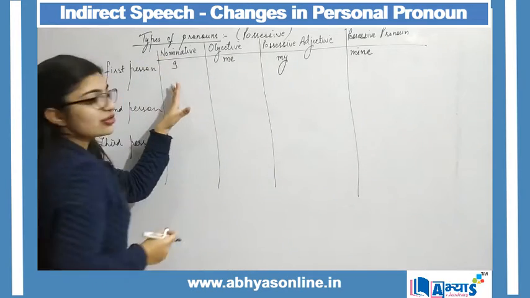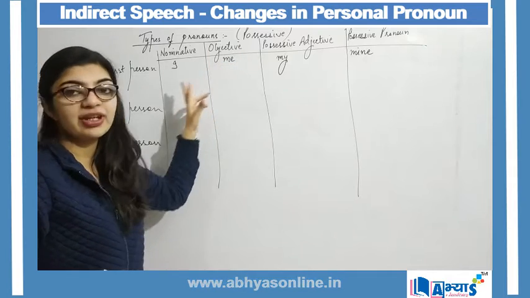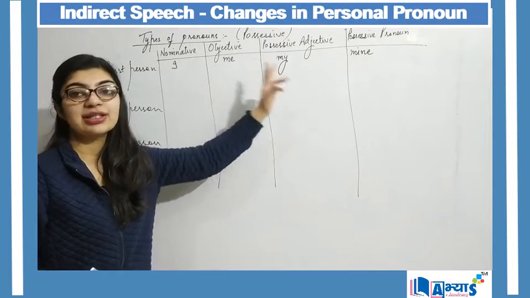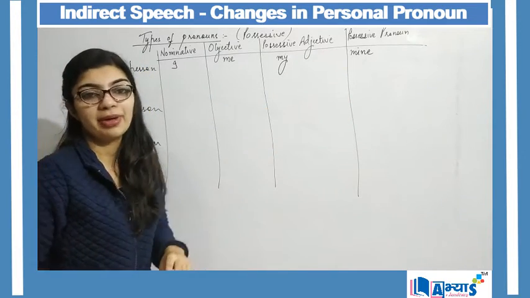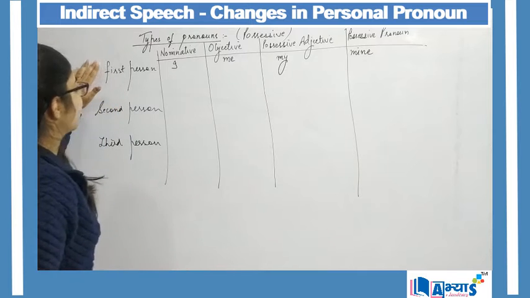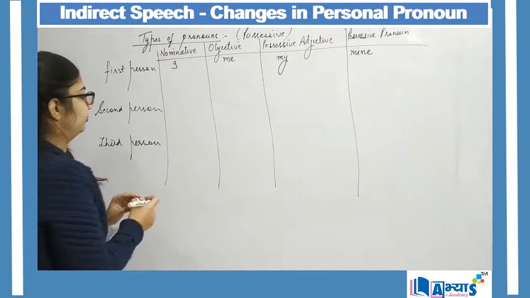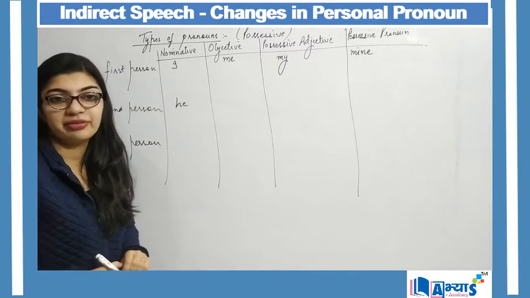So I is the nominative case. Then the objective case for I is me. The possessive adjective for I is my. And the possessive pronoun for I is mine. Now, this was for the first person. For the second person, I will become he.